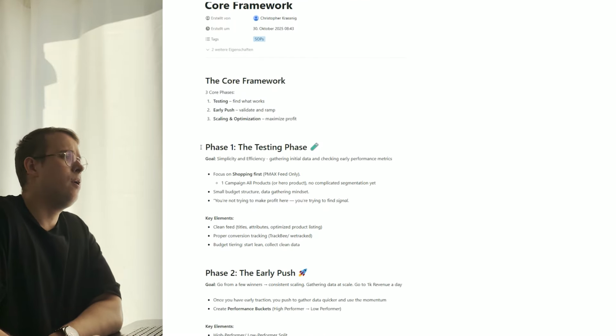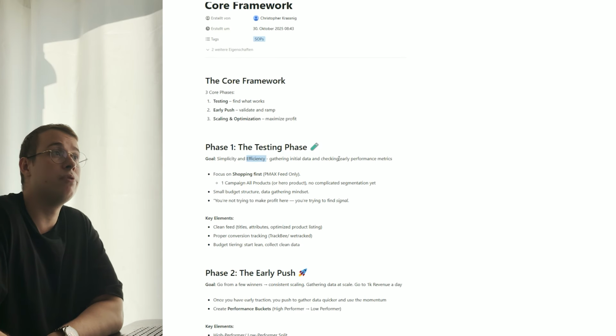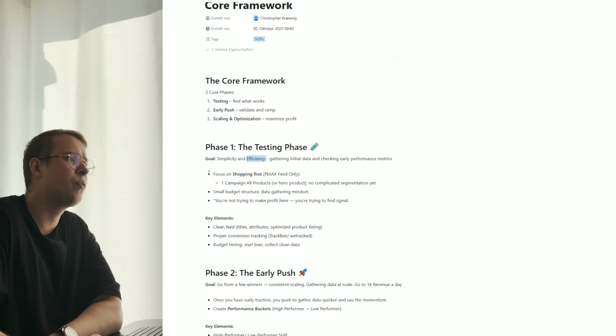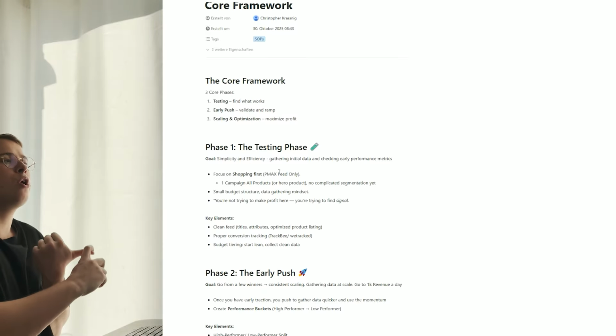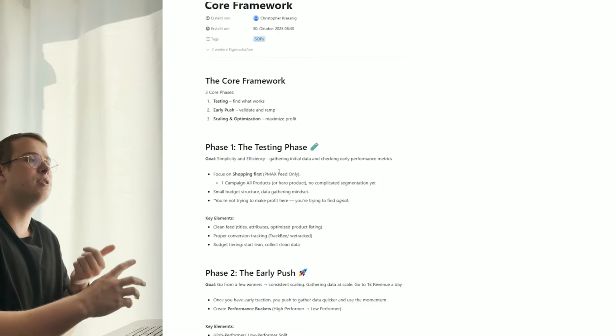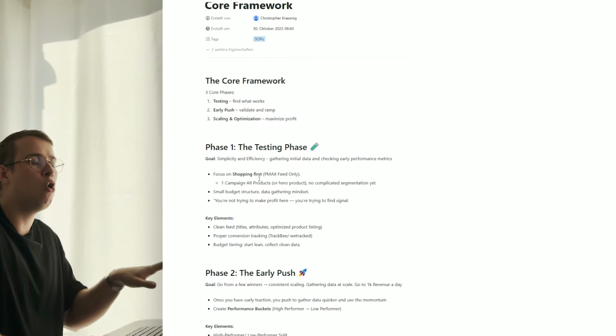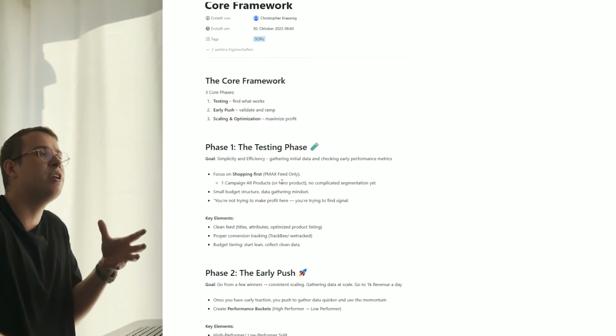So the first phase, the testing phase, is super simple. It's basically a very simple and efficient setup. The goal is to gather some initial data and make sure everything is on the right track, checking early performance metrics. Are the first few purchases coming in? How does it look? Like discussed in previous videos, we start with one main shopping campaign first, PMax, feed only, all products or your hero products, depending on the niche as well, right?